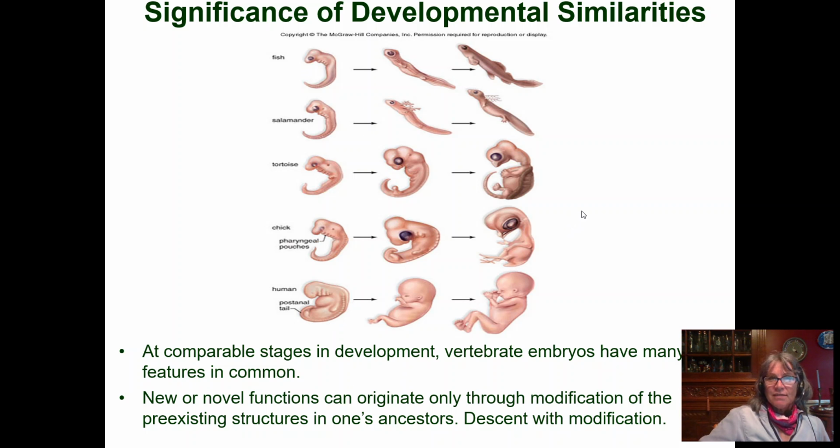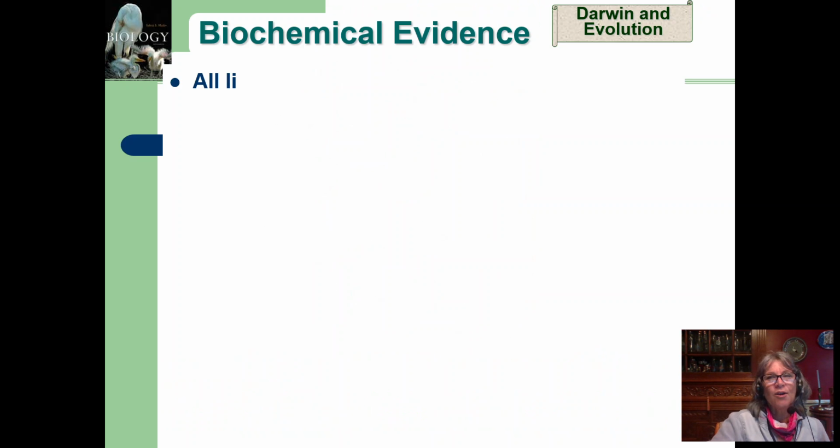And new or novel functions: you say change over time, very, very tiny changes over time. We can't just have a whole new structure appear. For example, the eye didn't just arise suddenly. It arose from an eye spot that was light sensitive, photosensitive, and then it evolved little by little by little changes over millennia. Because new or novel functions can only originate from existing structures, pre-existing structures that are just modified over time. So, descent with modification. And our biochemical evidence.